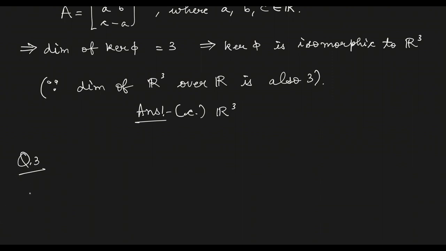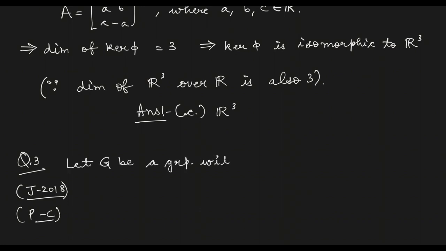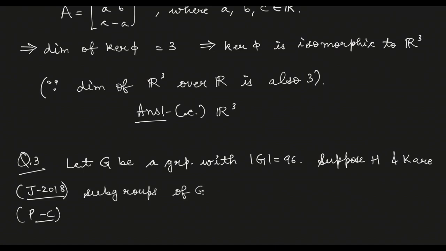Next, let G be a group with order of G as 96. Suppose H and K are subgroups of G with order of H is equals to 12 and order of K is equals to 16.